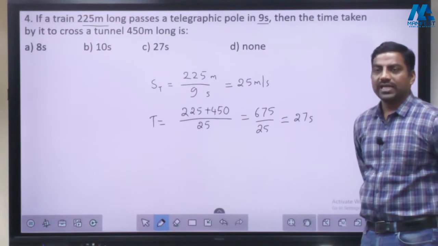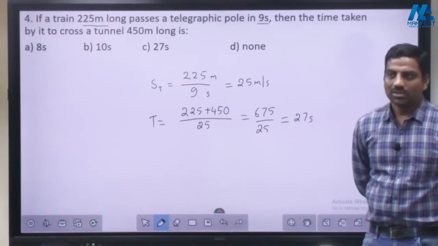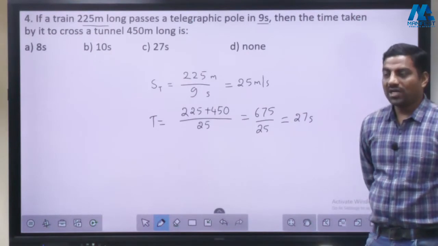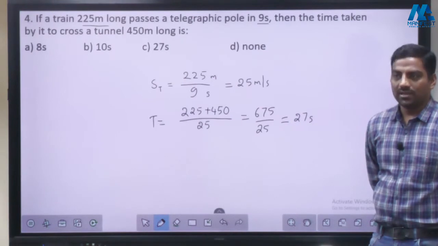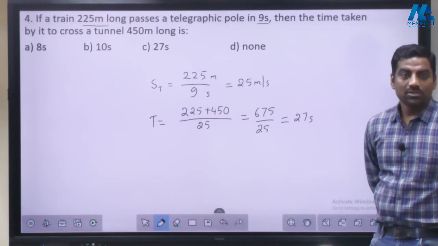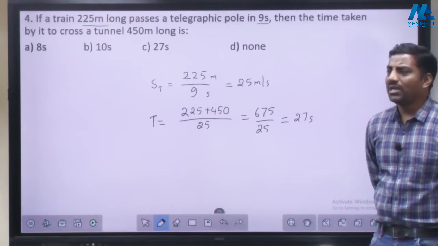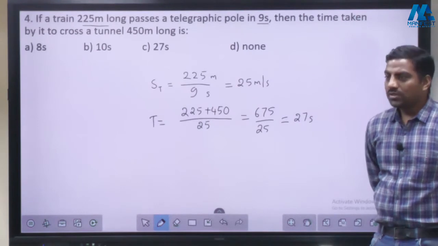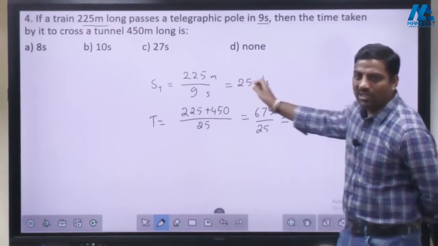So earlier it was taking only 9 seconds to cross its own length. Now 3 times, 27. What if the length of the train is equal to the length of the tunnel? 2 times the time, not speed. 2 times the time. Yes, speed will remain the same. Understood? So sometimes you don't have to calculate all these things.